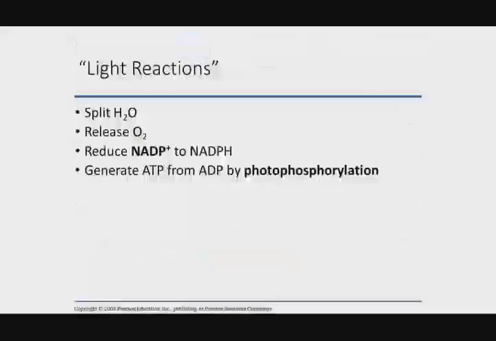All right, so let's talk about the light reactions. The light reactions summary are going to split water, release oxygen. We're going to produce NADPH. So it's very similar to NADH that we looked at when we looked at cellular respiration, and it serves the same function as an electron carrier. It's reducing power, it gives us the ability to add electrons to another molecule and build it up. So the light reactions are going to generate ATP from ADP by what's called photophosphorylation.